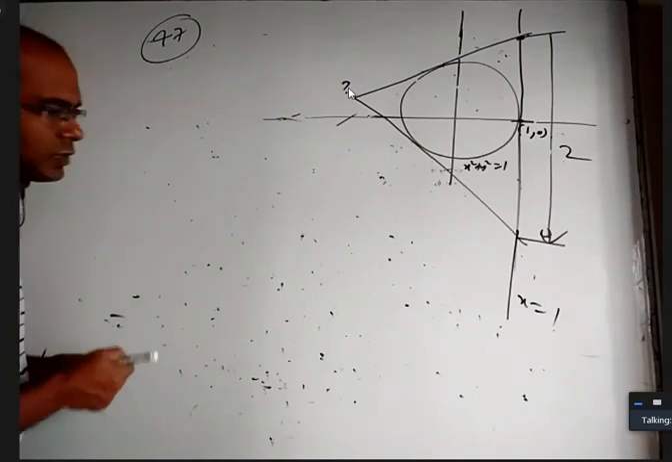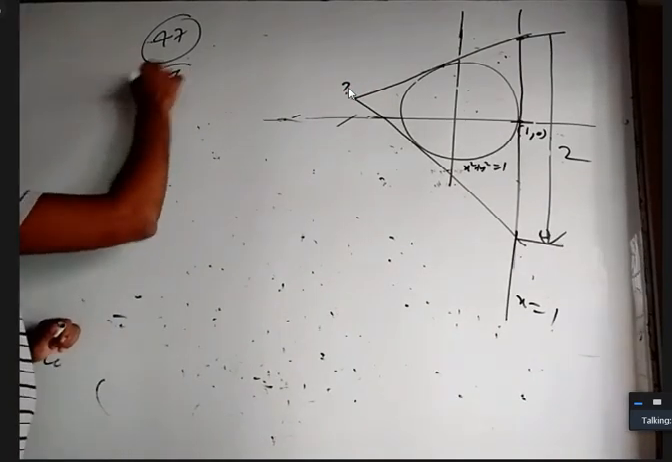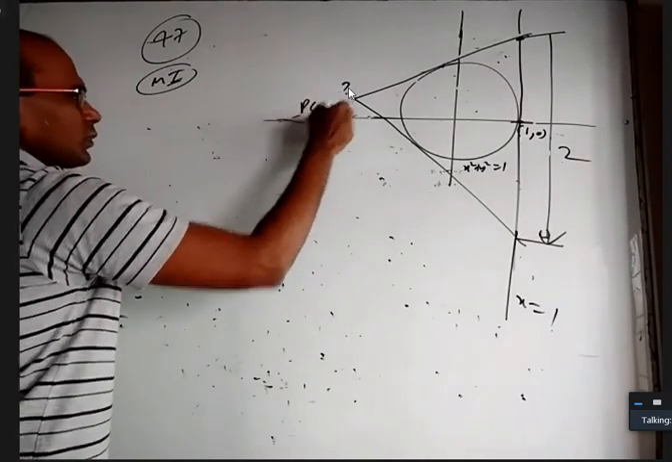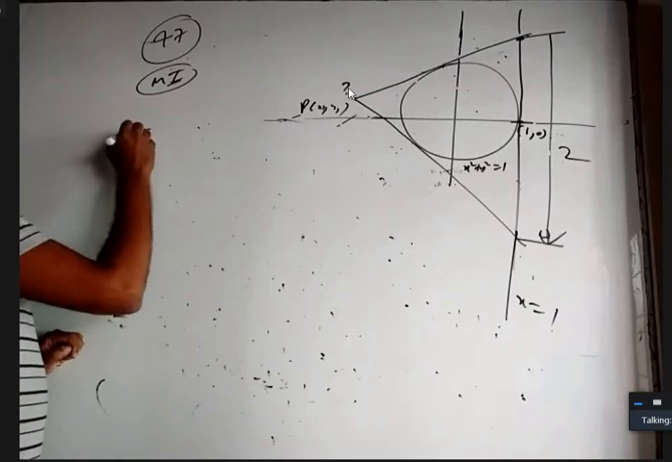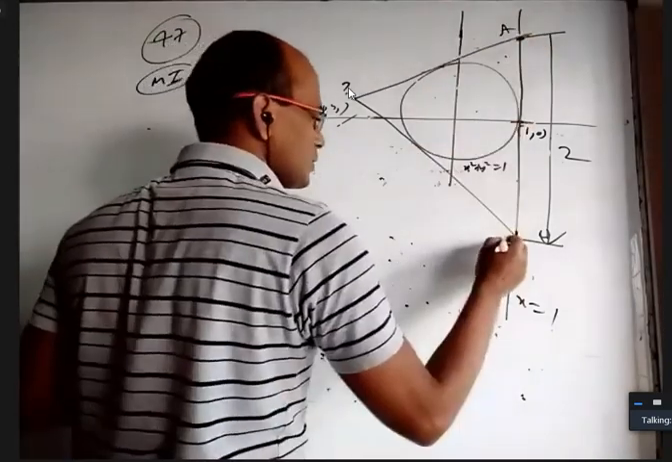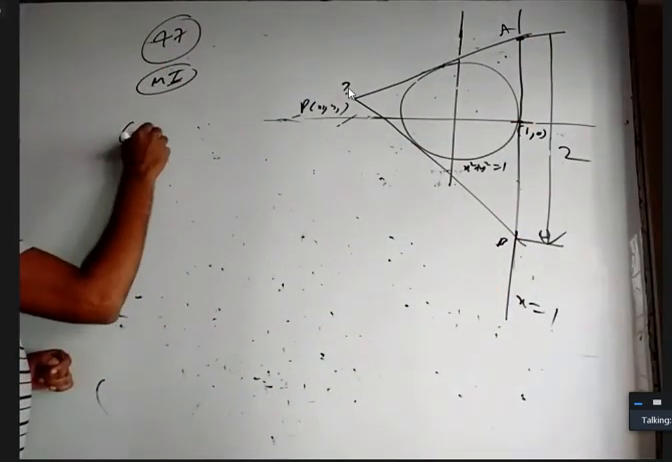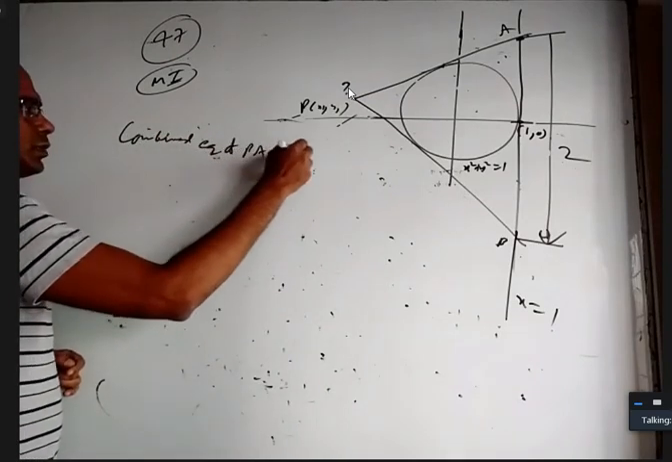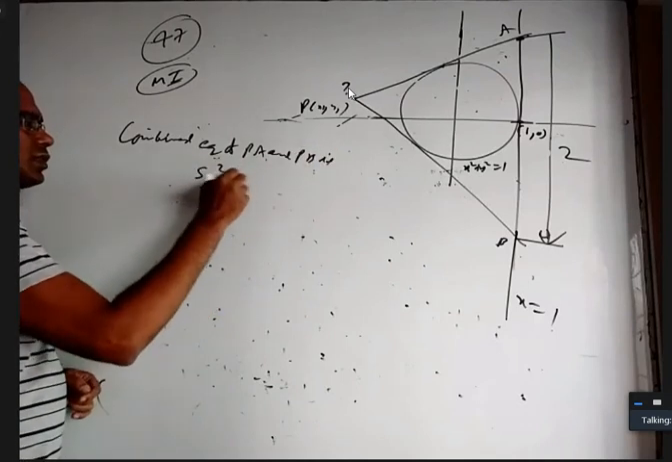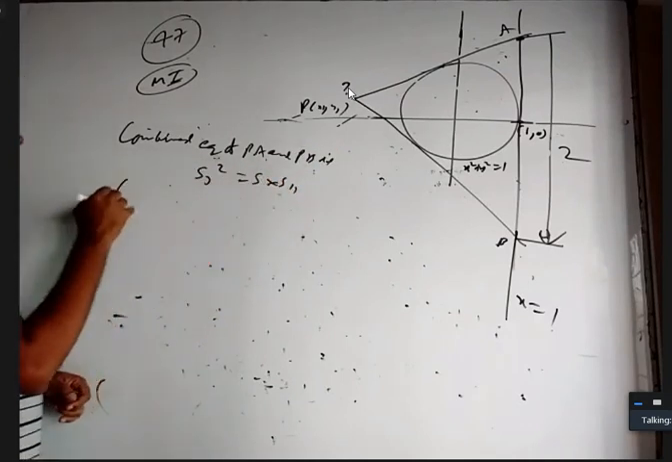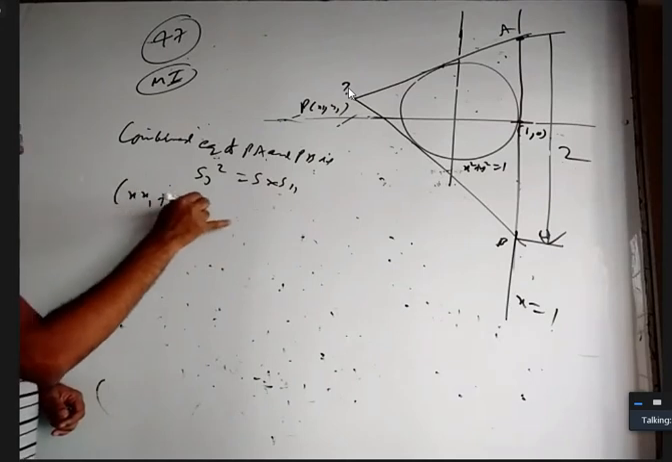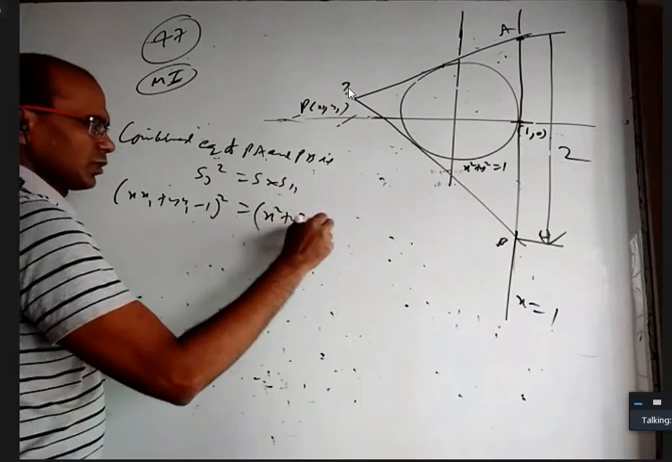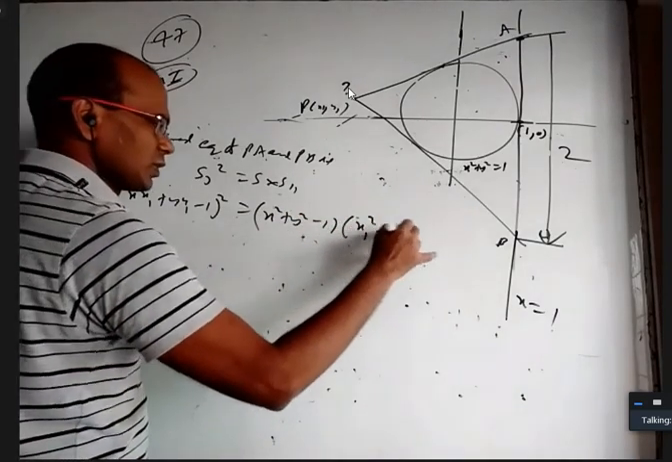First we'll try that, then we'll think of other methods. Method 1. This will be P (x1, y1). This is the combined equation. This is A and this is B. The combined equation of PA and PB is S1 square equal to S into S11. That is, x x1 plus y y1 minus 1 whole square equal to x square plus y square minus 1 into x1 square plus y1 square minus 1.